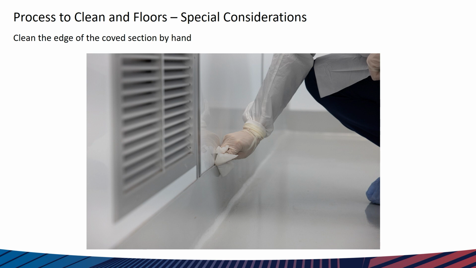So the process, special considerations. The edge, that cove section where the floor meets the wall, aka the baseboard, there is a small edge. It's a noticeable edge that's on that. Another thing that you're going to have to get down on your hands and knees and clean with a wipe. You can't just run a wipe across that and expect it to have been cleaned.